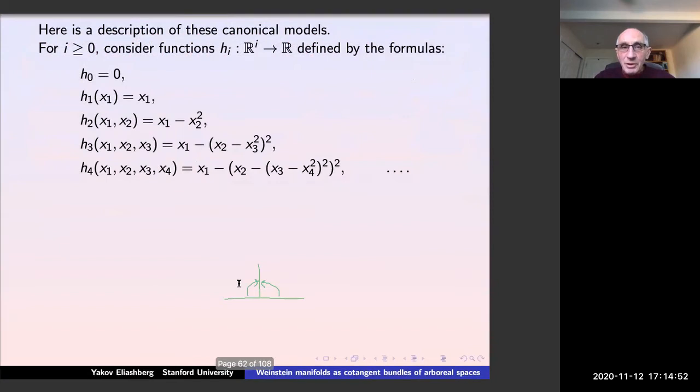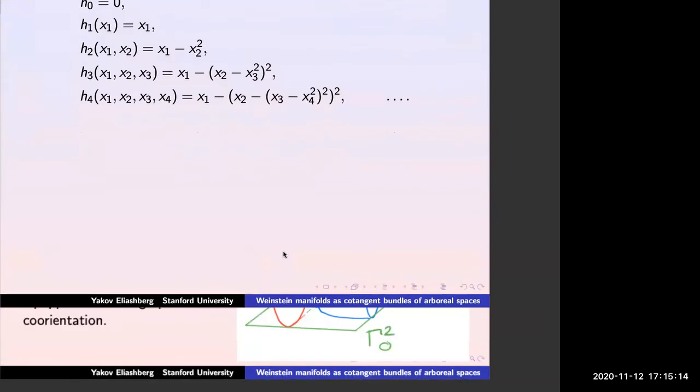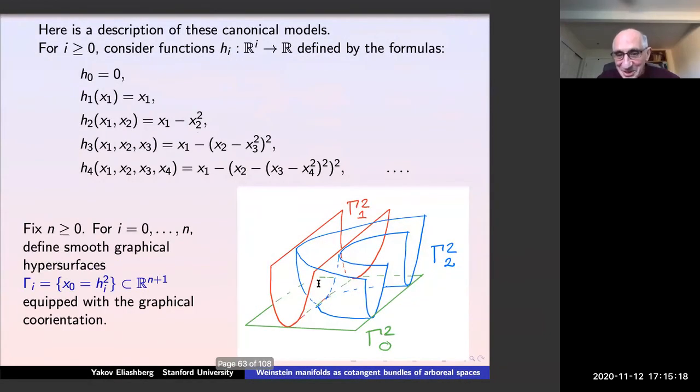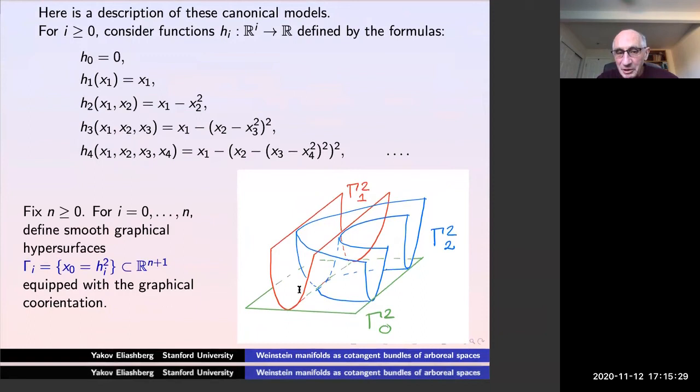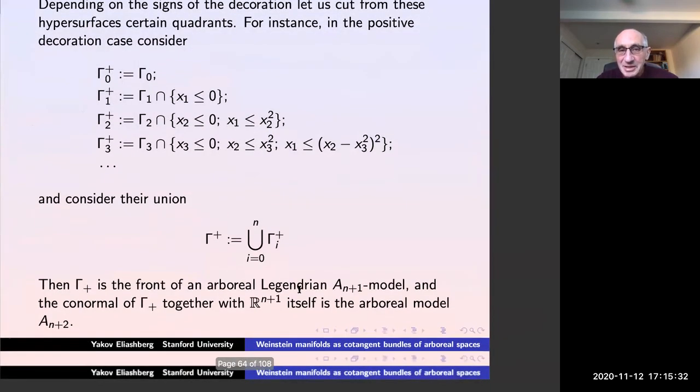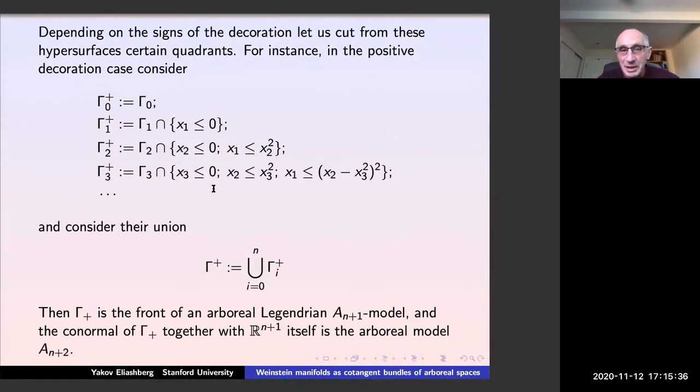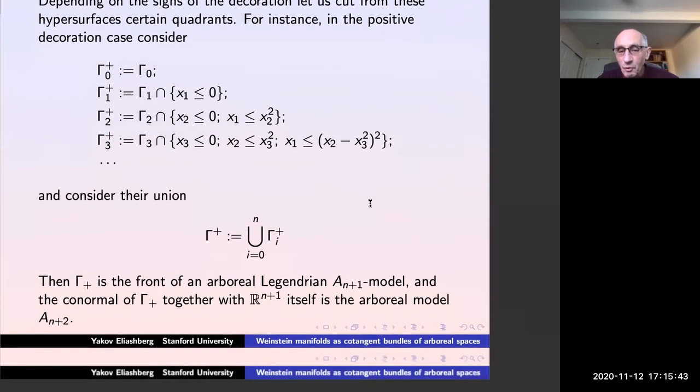Okay. So as I said, they are defined by a local model, and this local model can be given by these formulas. Let's consider a sequence of these hypersurfaces, and you can see how they are generated by this one. They're pretty complicated surfaces. But from each of the surfaces, depending on your tree, you pick a certain quadrant. For instance, if this is a positively decorated tree, you pick this quadrant. You intersect each surface with some quadrant and take the union of all of them.